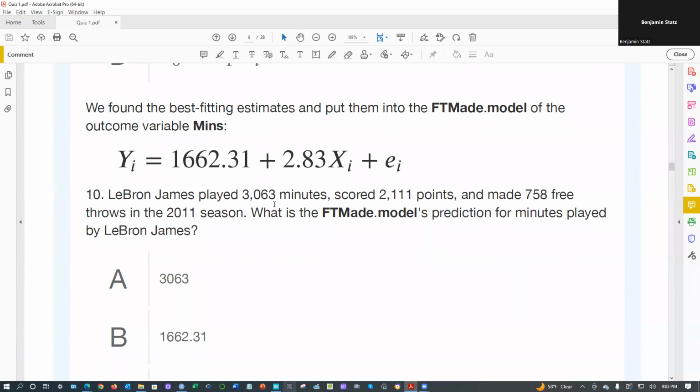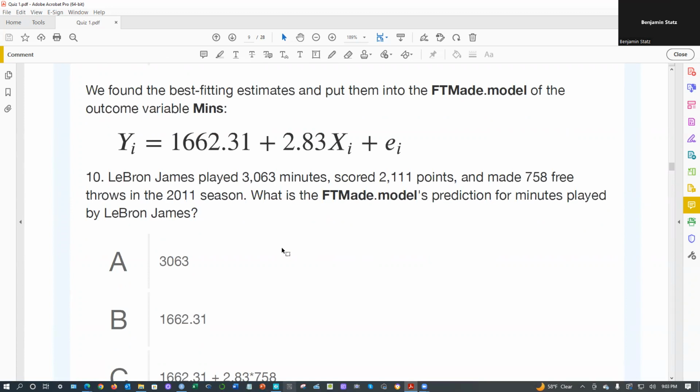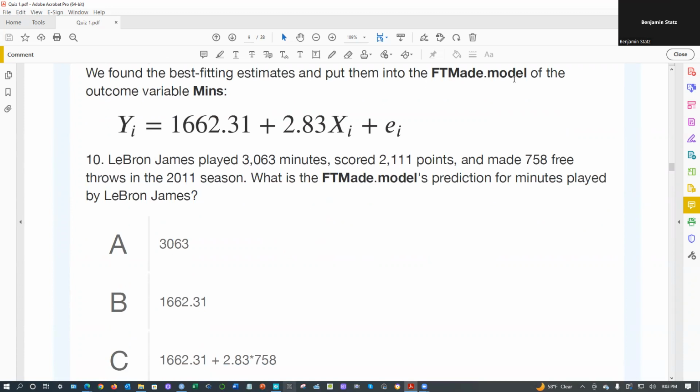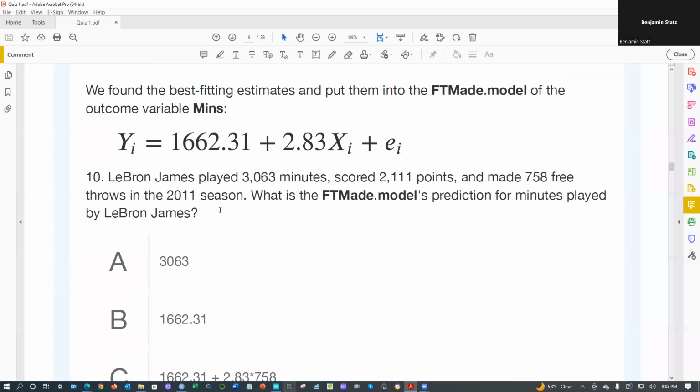LeBron James played 3,063 minutes, scored 2,011 points, and made 758 free throws in the 2011 season. What is the FT-made model's prediction for minutes played by LeBron James? This is based on the FT-made model, that means how many free throws. We don't have to worry about the other thing. You have to be careful, you don't need the unnecessary one. Make sure which variable they're talking about for X. X is free throws made. See how many free throws? 758 is going to plug into this one.